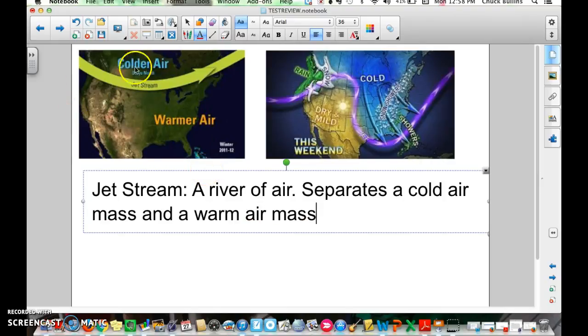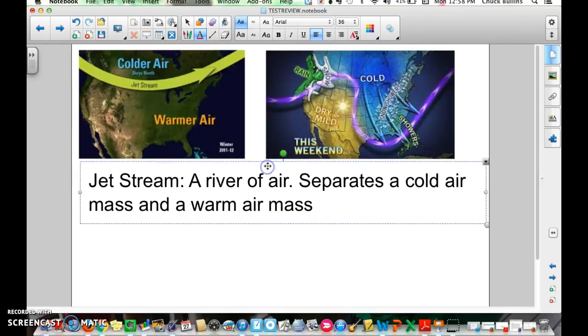And you can see that here. Up here in the north, cooler. Down here, warmer. And that's what a jet stream does. And the jet stream is moving fairly quickly, but the greater the difference in the cold and the warm here, the faster the jet stream blows.